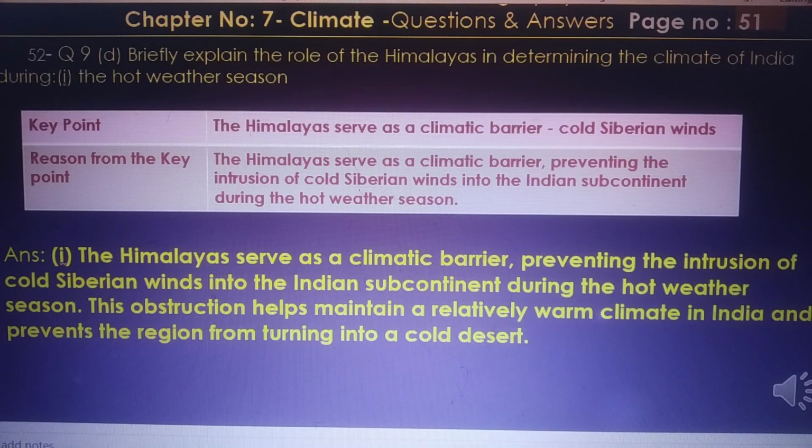Question number 52. Briefly explain the role of Himalaya in determining the climate of India. In the hot weather season, Himalaya serves as a climate barrier. Cold Siberian winds: Himalaya serves as a climate barrier, preventing the intrusion of cold Siberian winds into the Indian subcontinent during the hot weather season.